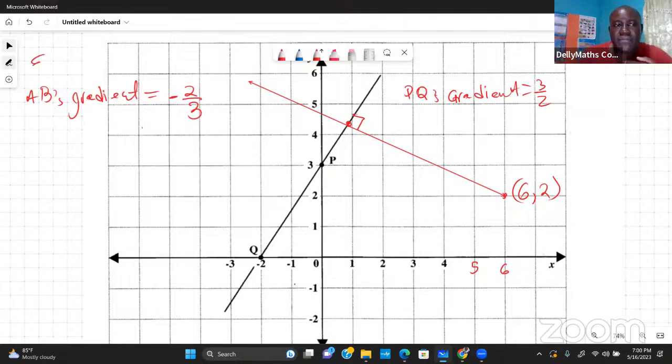Remember, the intention is to find the equation for AB, right? We want to find the equation of AB. So I have the gradient, I now need to find that y-intercept.